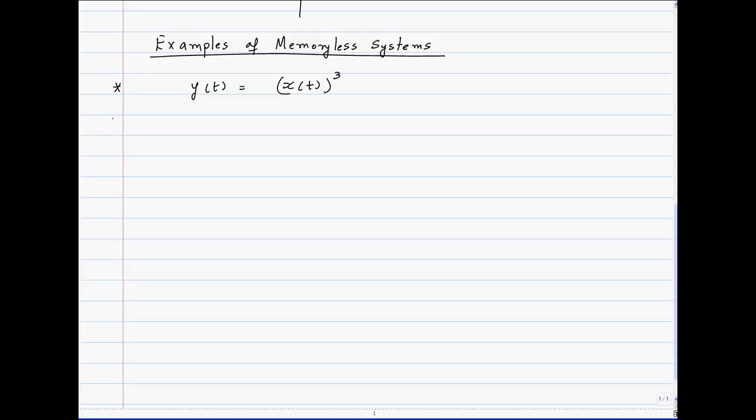But often students get confused by the statement that I just made when I say y of t depends only on x of t. I want to clear this confusion, and let's look at another system of the following form.